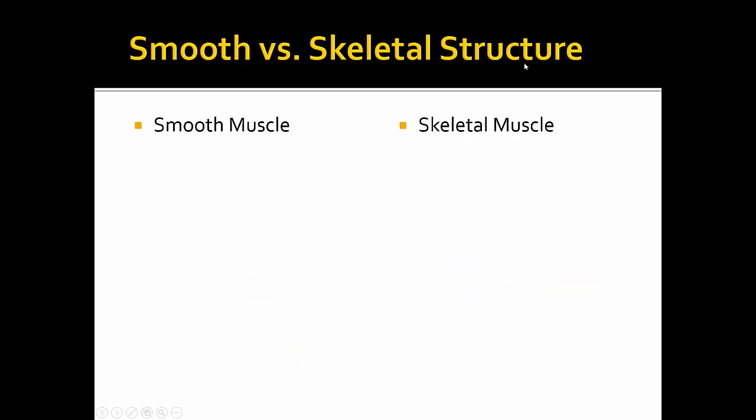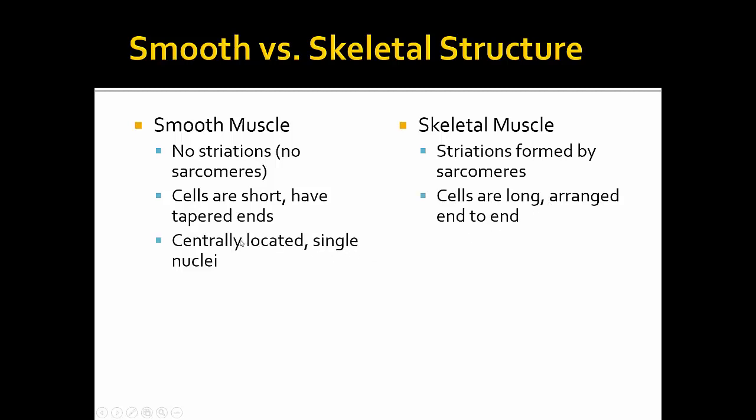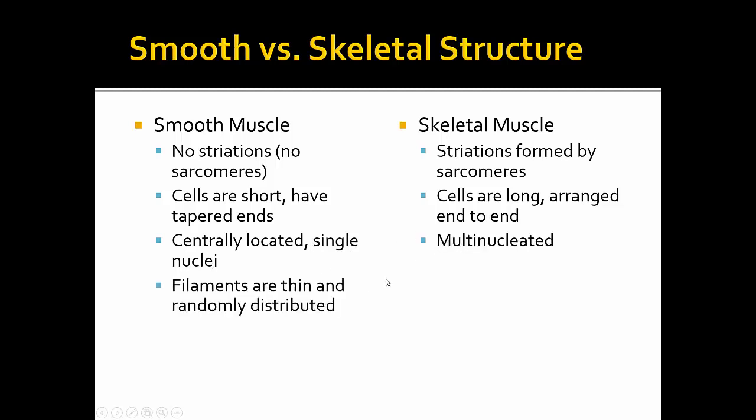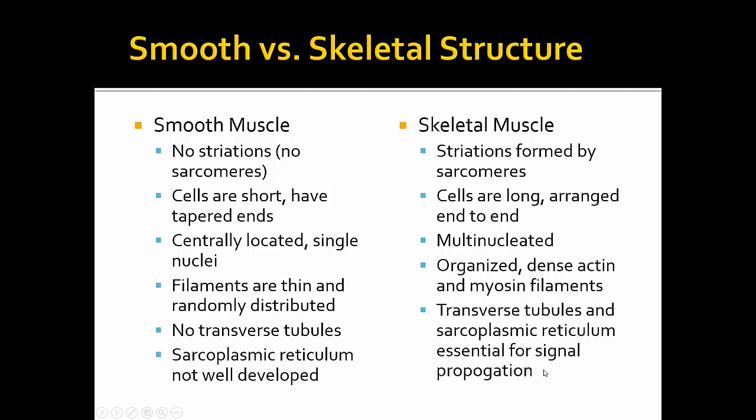And then there's smooth versus skeletal muscle structure. This is a good comparison slide. Smooth muscle, as I've already said, has no striations. Its cells are short and have tapered ends, whereas in skeletal muscle, the cells are long, arranged end to end in their sarcomere pattern. Smooth muscle cells have centrally located single nuclei, whereas skeletal muscle cells are multinucleated. Their filaments are thin and randomly distributed, whereas skeletal muscle has organized, dense actin and myosin filaments. There are no transverse tubules, and the sarcoplasmic reticulum is not very well developed, whereas in skeletal muscle, these two structures are absolutely essential. They're well developed and important for sending the signal to contract.